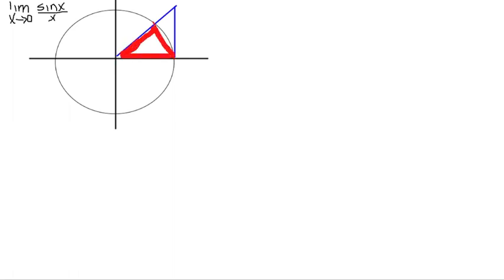I have this isosceles triangle here that I'll just color in red. I have the piece of the circle here that I will color in pink. And I have this larger blue triangle here. So now we can actually make a comparison between the areas of all of these three shapes. We can say that the area of the isosceles triangle is less than or equal to the area of the piece of the circle, which is less than or equal to the area of the larger triangle.